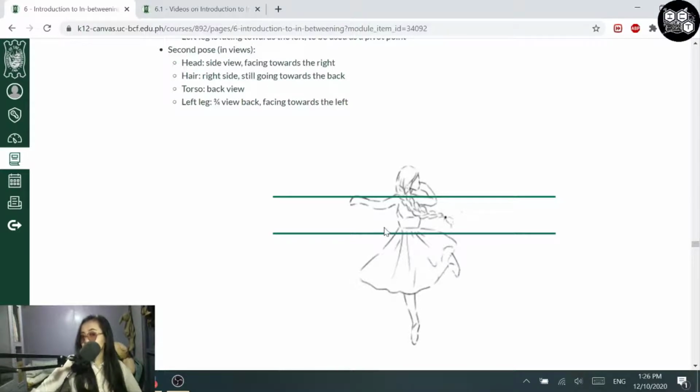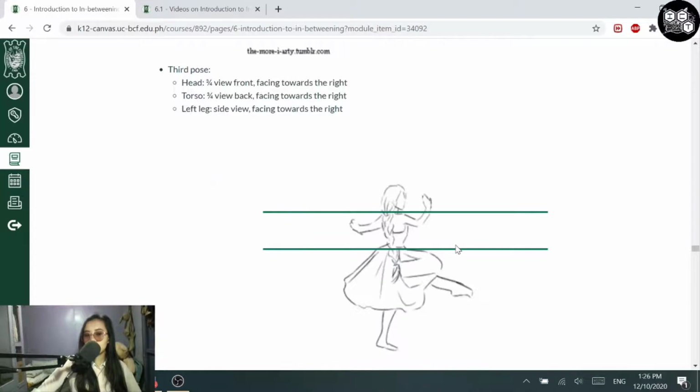So let's say everything is in back view right now, but the head is at a side view. And then right here we have your back, or the torso, which is fully in back view. And then you have your left leg right here, which is kind of lagging behind. So it's a 3/4 view back. It's not entirely back. And then, of course, you have your hair right here, which kind of follows the idea of overlapping action as well.